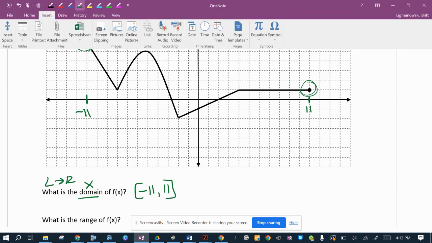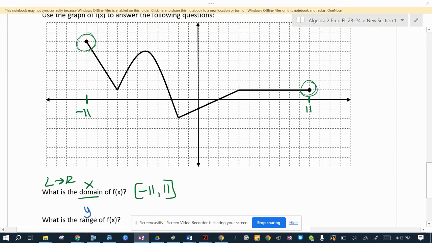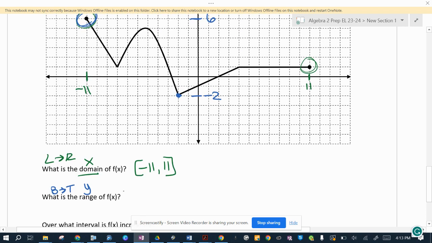Our range is going to be our y values, and we're going to look bottom of the graph to the top of the graph. So my lowest point on the graph is here, and the y value for that is -2. This is also the highest point on the graph, and the y value that's associated with that is 6. So my range is going to be -2 to 6.